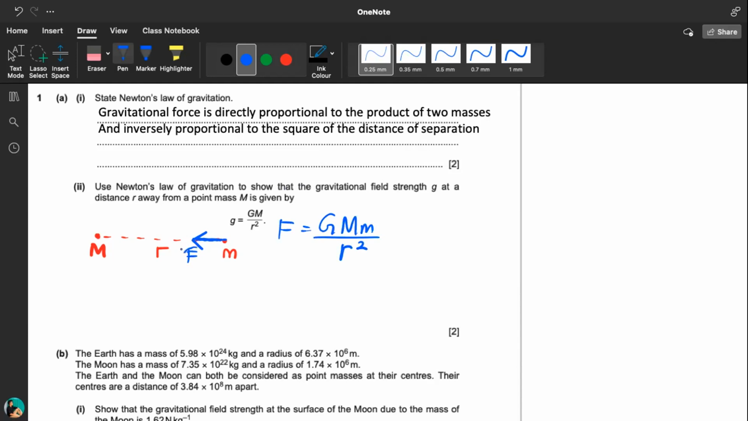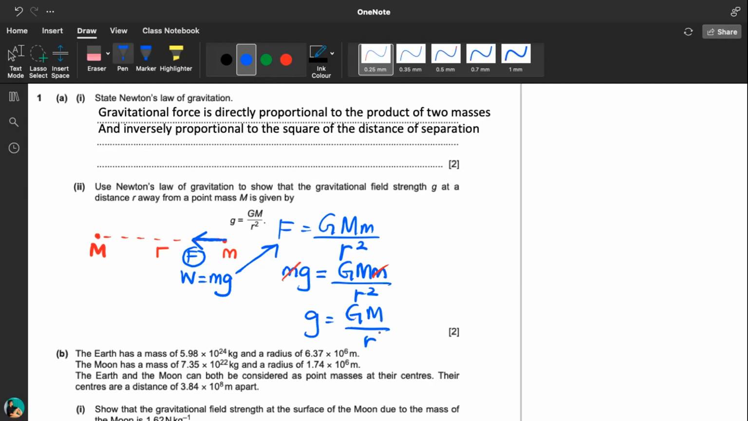The same force is the weight of the mass. Gravitational force is the weight. So normally we also write W equals mg. So this one can go in here. mg equals GMm over r squared. Cancel m, then we get g equals GM over r squared.